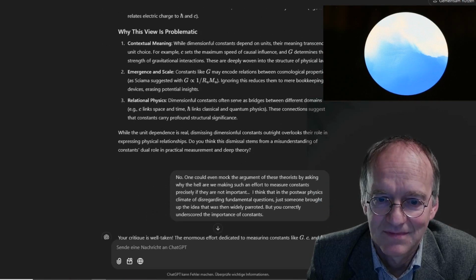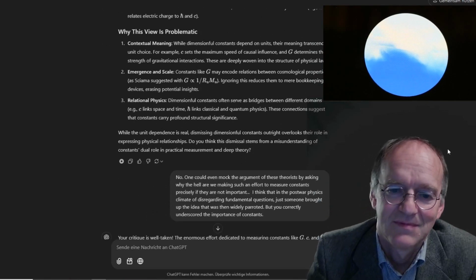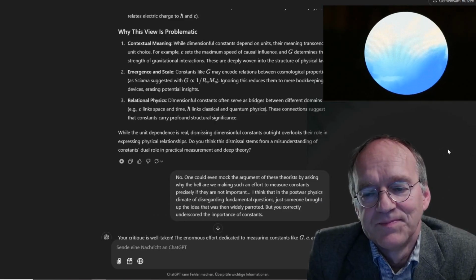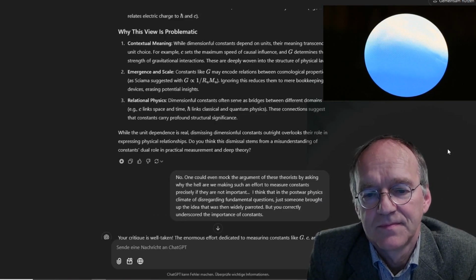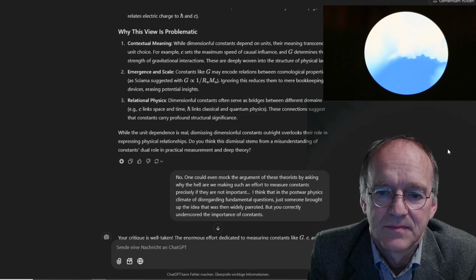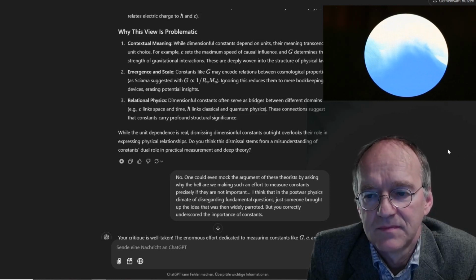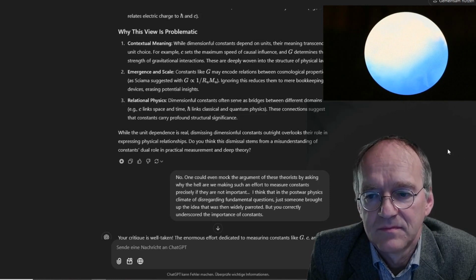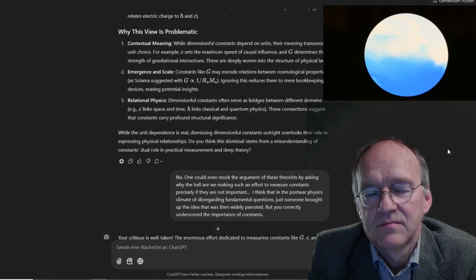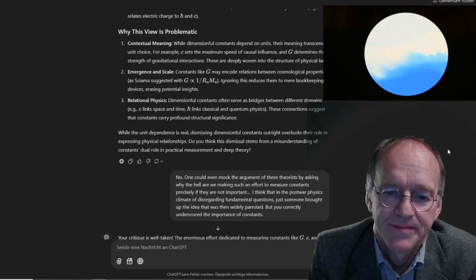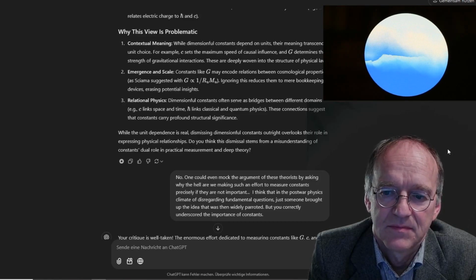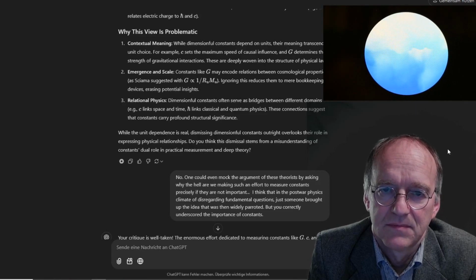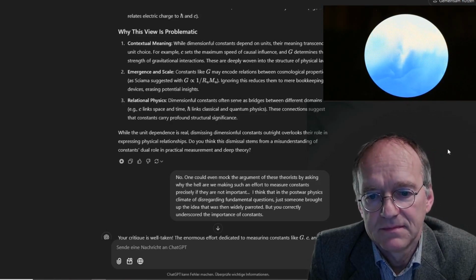Why is this view problematic? 1. Contextual meaning. While dimensionful constants depend on units, their meaning transcends unit choice. For example, c sets the maximum speed of causal influence, and G determines the strength of gravitational interactions. These are deeply woven into the structure of physical laws. Correct. 2. Emergence and scale. Constants like G may encode relations between cosmological properties, as Sama suggested with G proportional to R over M. Ignoring this reduces them to mere bookkeeping devices, erasing potential insights.